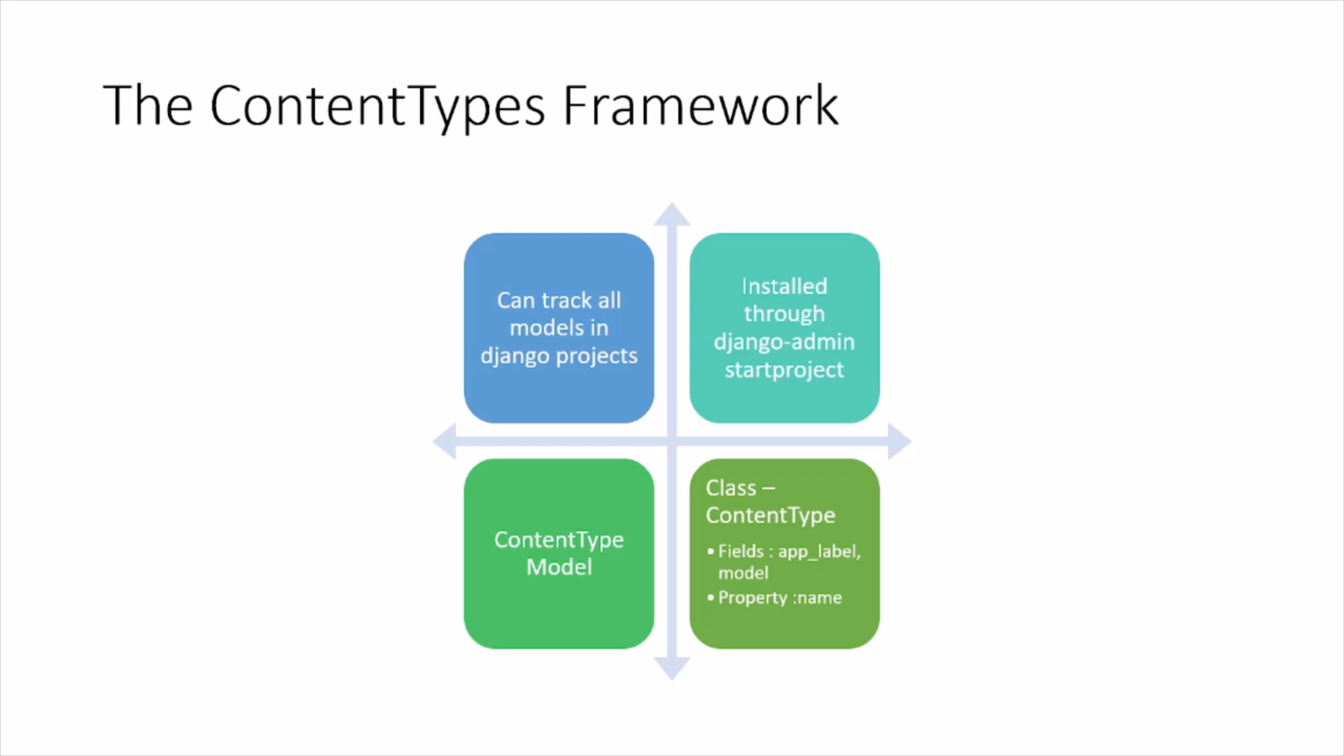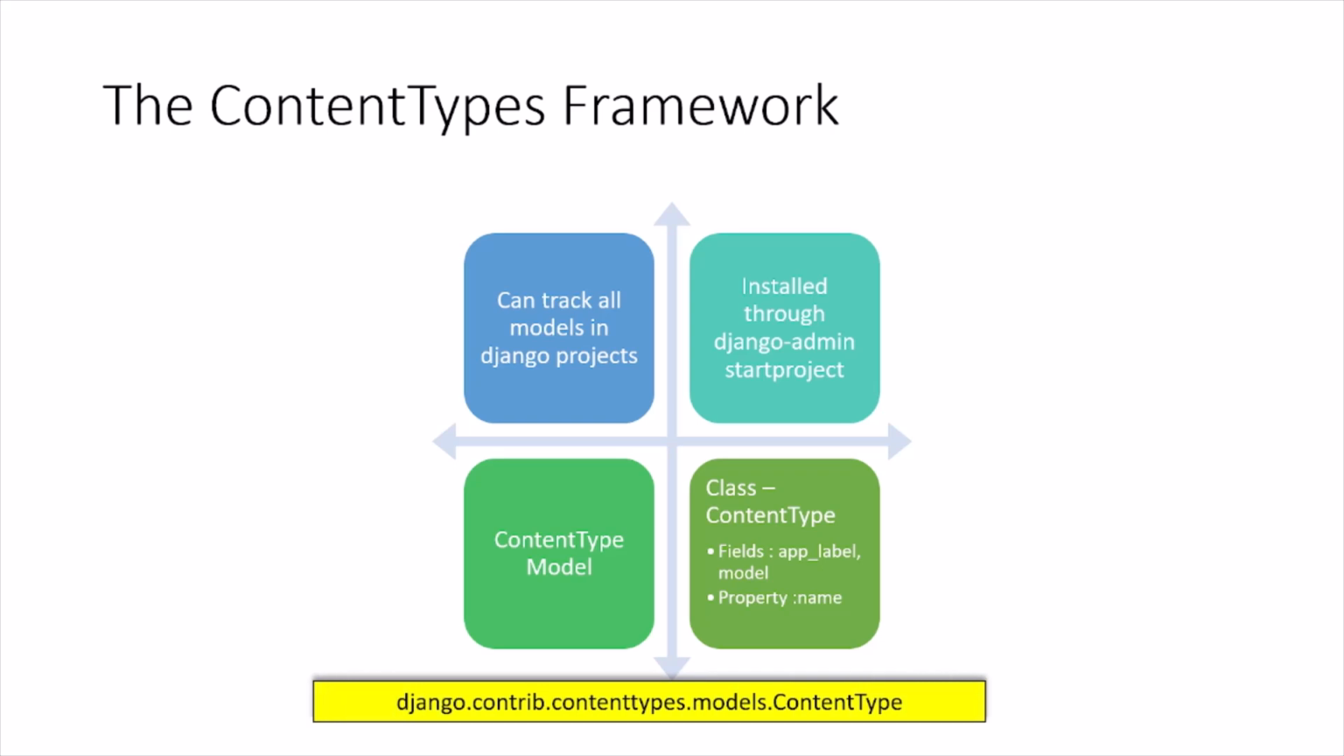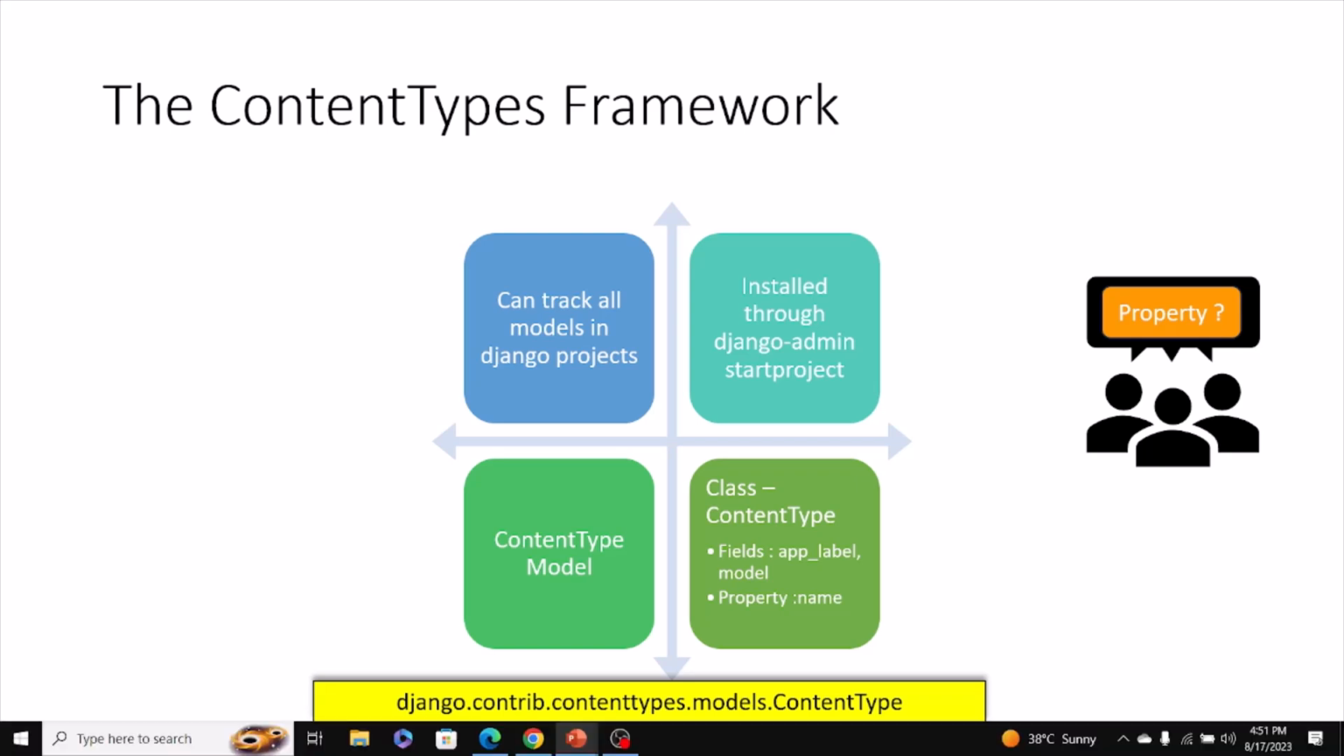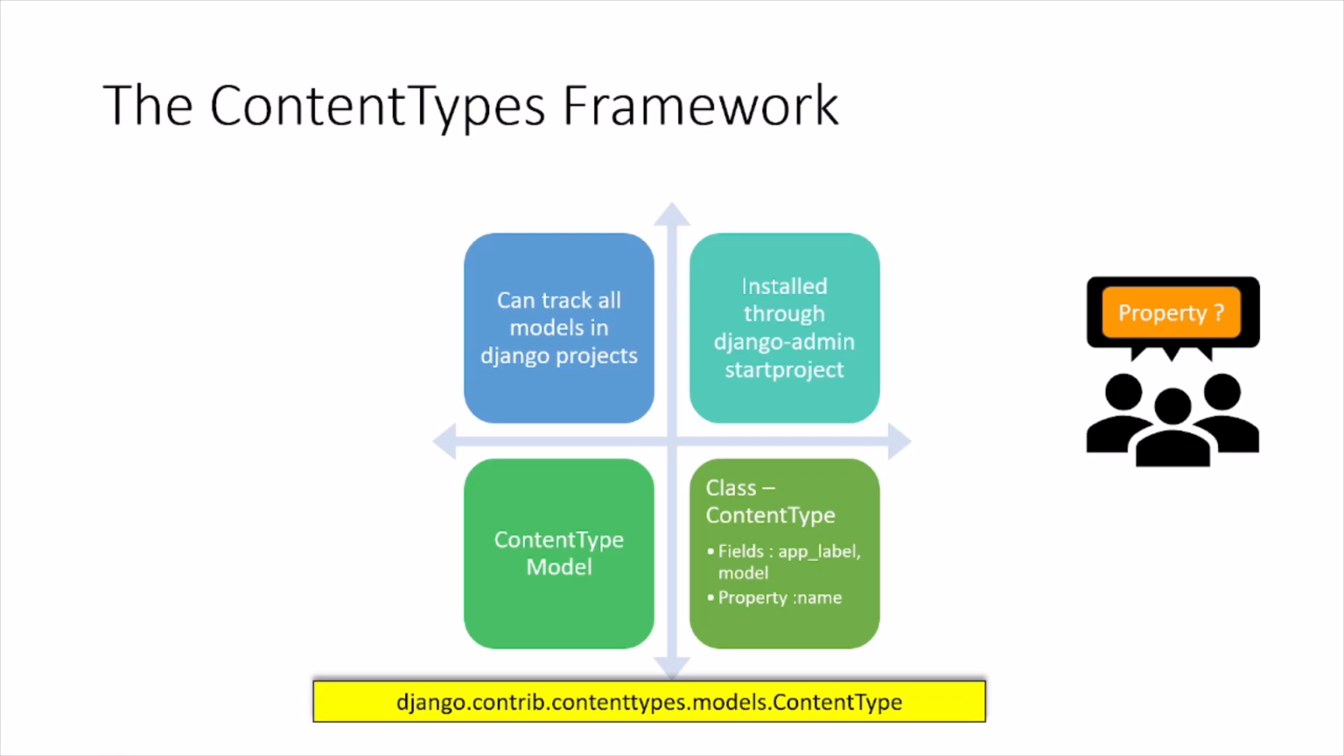Now you can find the ContentType class at django.contrib.contenttypes.models.ContentType. And if you're wondering about the difference between a field and a property, let's go now to our command prompt to understand that a little better. And we'll also look at the fields app_label and model on one of the models that we already have in our project. So let's go now to our command prompt.